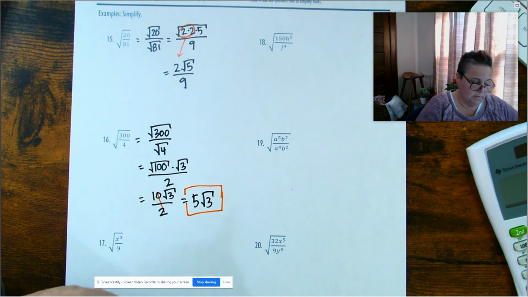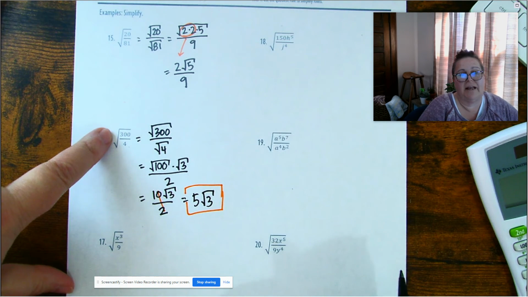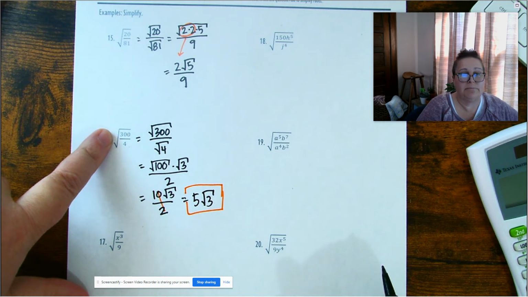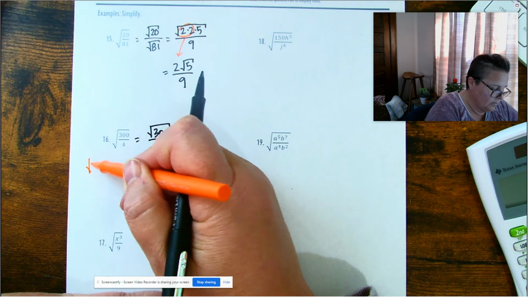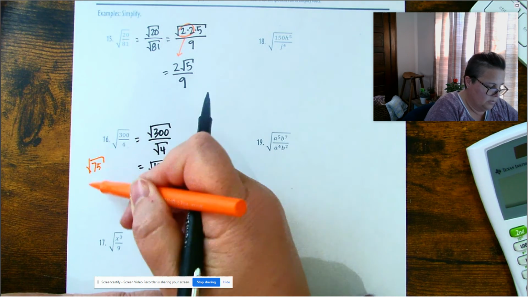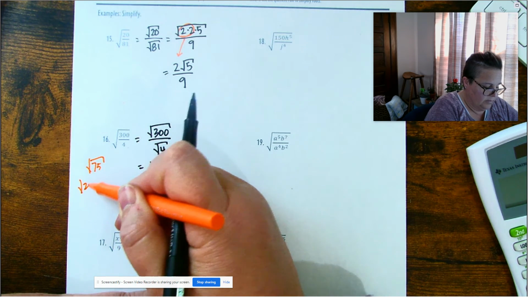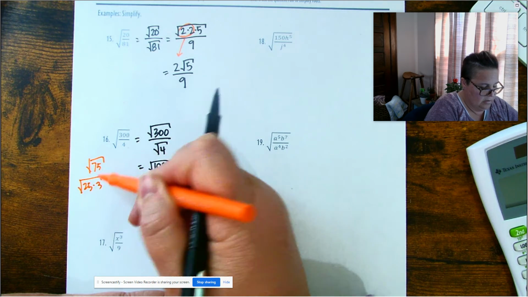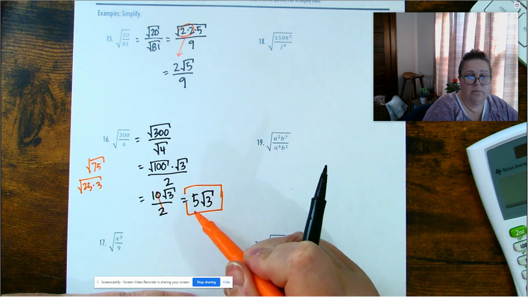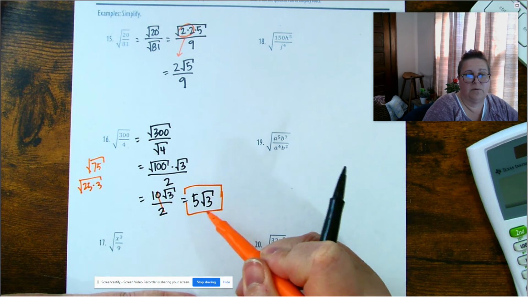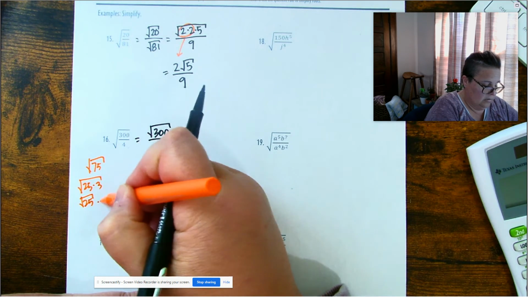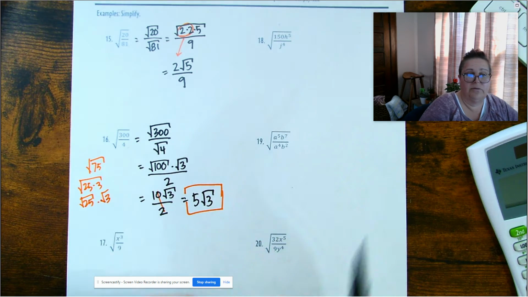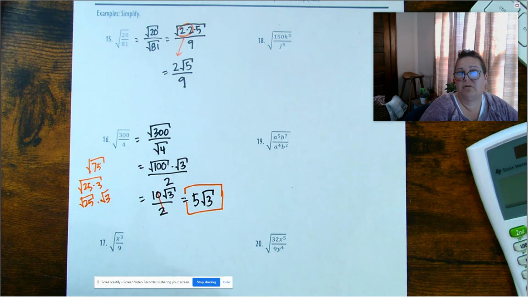Every once in a while, somebody will say, but Amy, couldn't I have divided underneath? Yep. In this particular case, you could have. If you would have, you would have gotten the square root of 75, which, by the way, would be the square root of 25 times 3, or the square root of 25 times the square root of 3, which is 5 square roots of 3. Same answer, 2 different methods.